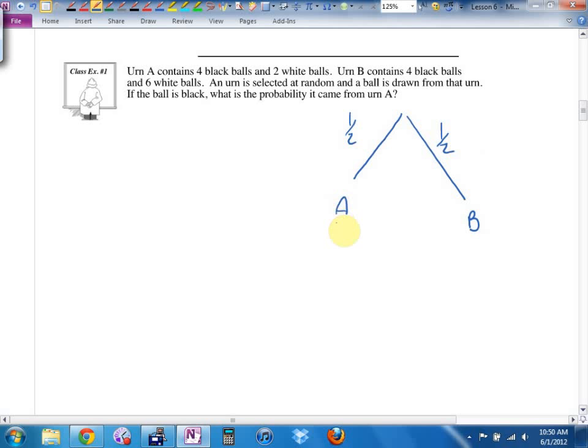Now, I was going to use W for white and B for black, but I've already used B here for a jar, and I don't want to get confused, so I'm going to go with white and not white. Is that okay? Eric, how many white are there in jar A? Out of? How many black? Out of? Eric, how many whites are there in jar B? Out of? And then 4 out of 10.